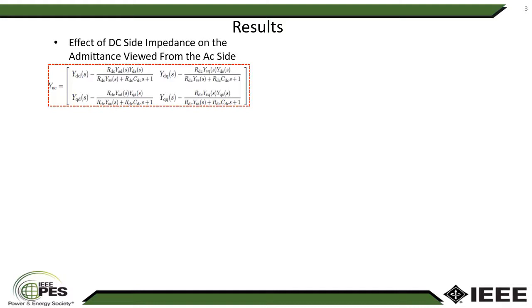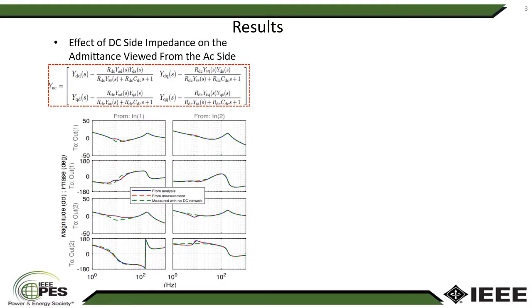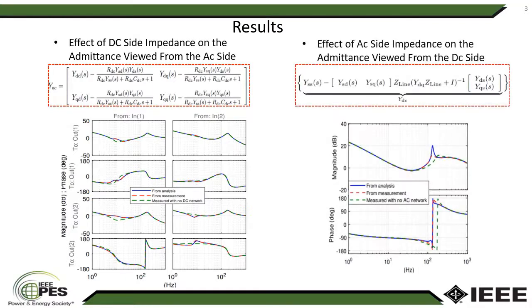To verify our analysis, we measured the AC viewed admittance with the existence of the DC side network and compared it to the admittance resulting from the conducted analysis here. The two results match pretty well. As we can see here, the blue curve represents the analysis result, and the dashed red curve represents the measurement taken from the EMT testbed. A similar procedure was done to show the effect of the AC side impedance on the admittance viewed from the DC side.